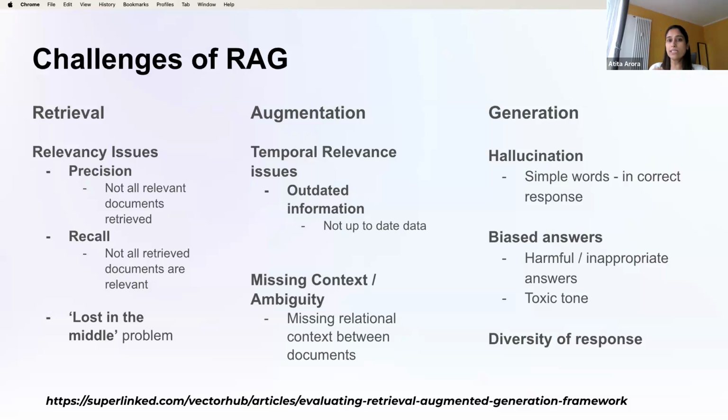Obviously, generation has a different ballgame of challenges like hallucination. In simple words, a response that is not correct is called a hallucinated response, which cannot be confirmed with the provided context. Also, challenges with biased answers and the tone of the answer, and obviously making sure that we're still maintaining the diversity of the responses. If you want to follow more of such things, I've also written about this in one of the articles, which is linked in the footer of this slide as well.